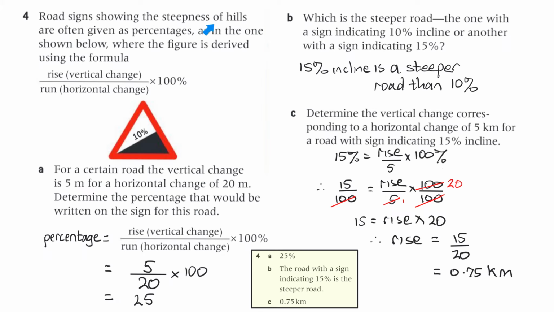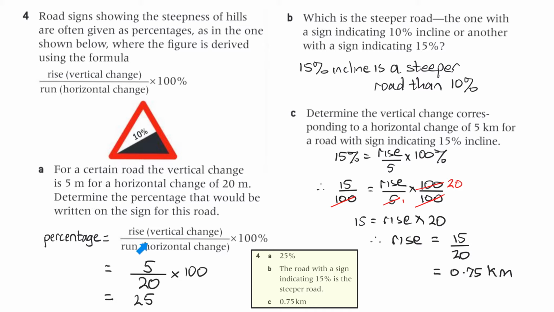Question 4, road signs showing the steepness of hills are often given as percentages, as in the one shown below, where the figure is derived using the formula rise over run times 100%. You've seen these before, I would imagine. A, for a certain road, the vertical change is 5 metres for a horizontal change of 20 metres. Determine the percentage that would be written on the sign for this road.